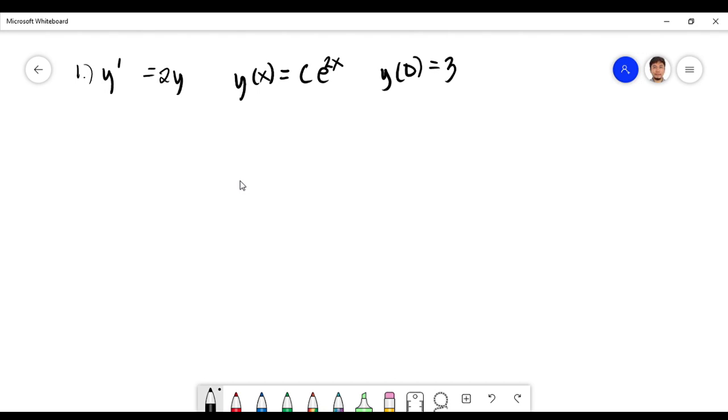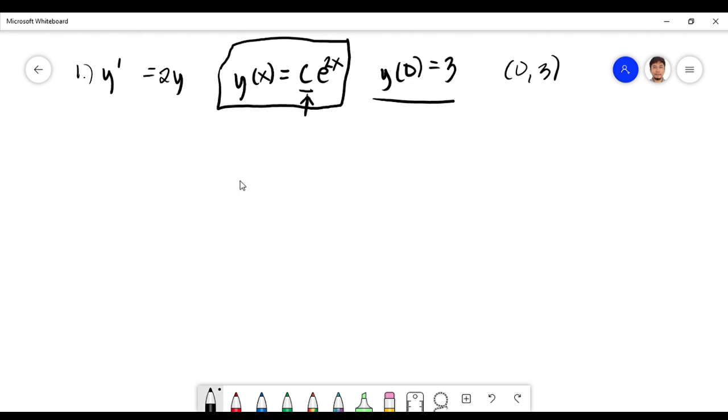Now to answer number 1, we already have the given general solution. Since it is an initial value problem, we are going to find a solution that passes through point (0, 3) given in our initial condition. So we have to find the value of our arbitrary constant C. To find that, we substitute the initial condition into the general solution. So 3 equals C e raised to 2 times 0. E raised to 0 is just equal to 1. So C is just equal to 3.